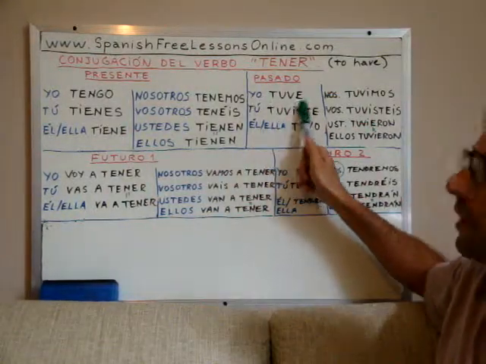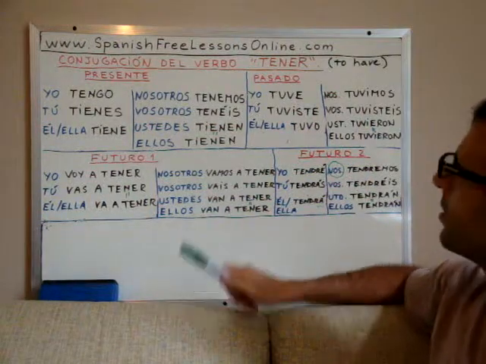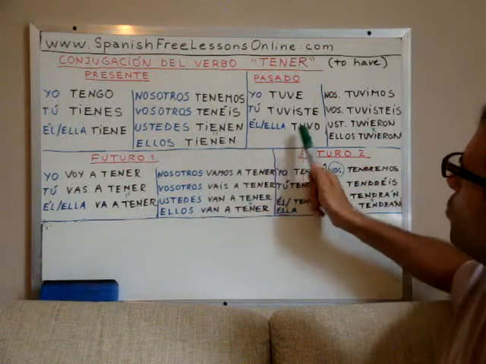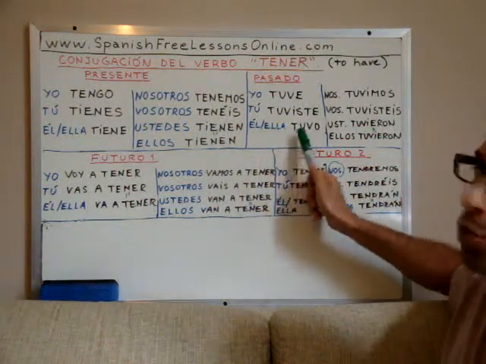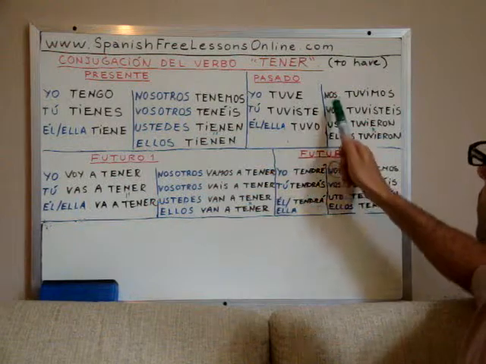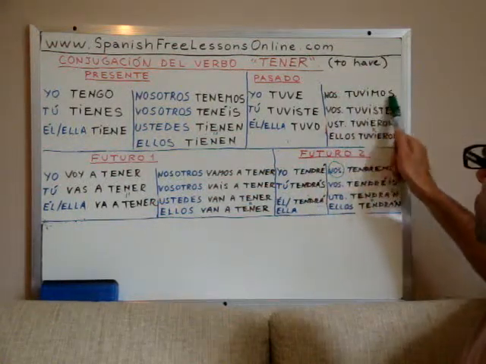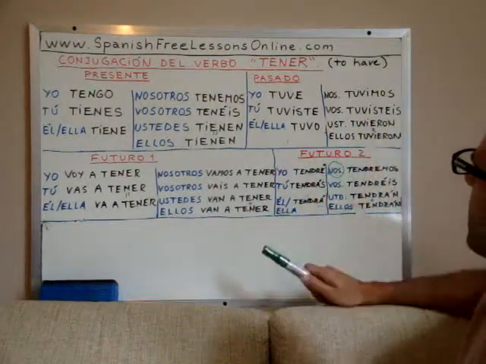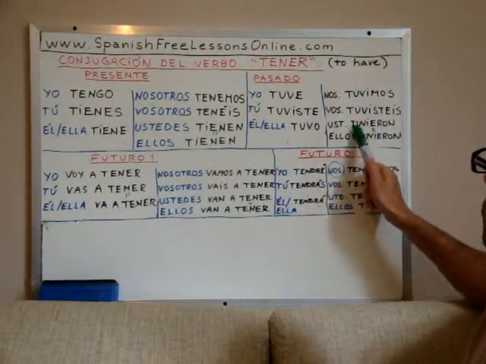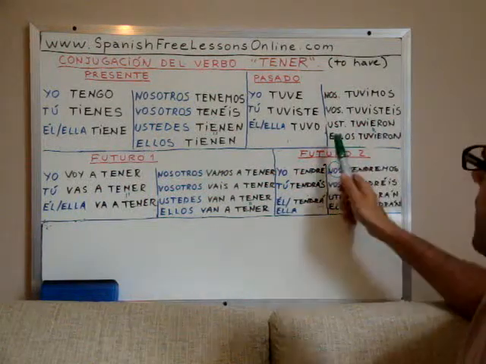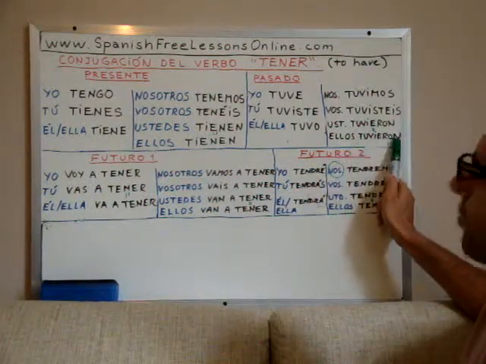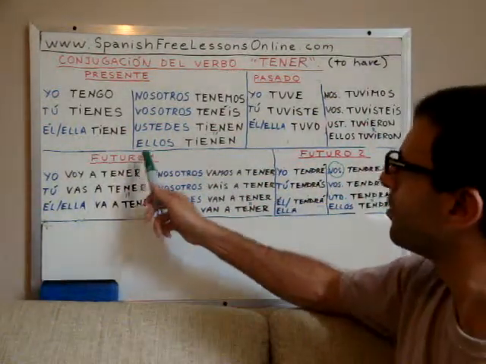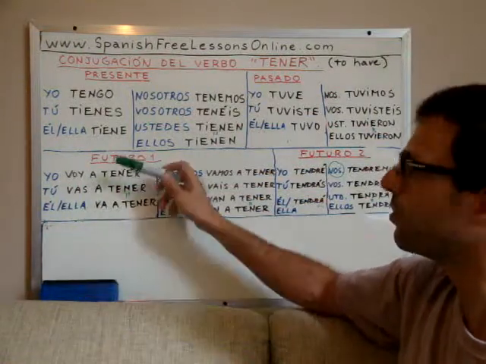Yo tuve, I had. Tú tuviste, él tuvo, or ella tuvo. Nosotros tuvimos, vosotros tuvisteis, ustedes tuvieron, and ellos tuvieron, for they had. Now, future tense, the one that is more similar to English.